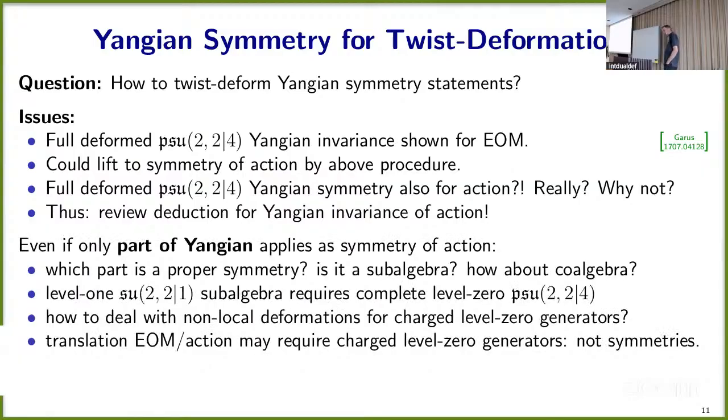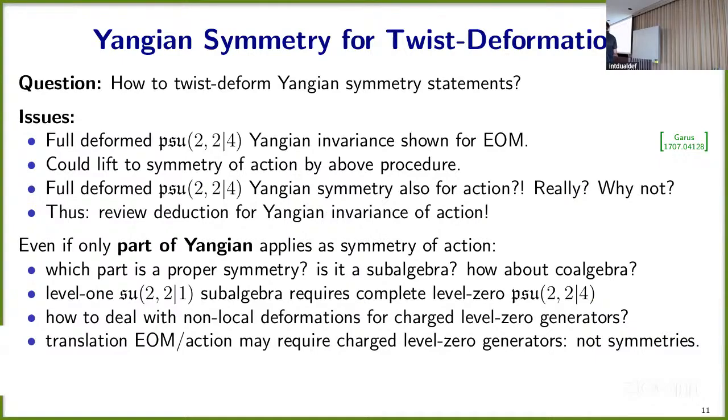Now, even if only part of the Yangian applies as a symmetry of the action, how can one really identify what is a proper symmetry for the action? Also, is that a subalgebra, and how about the co-algebra? So that's also something that we will see.